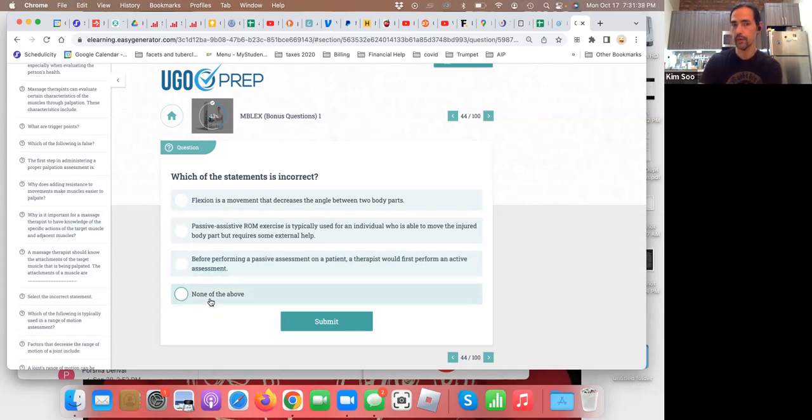Or none of the above is incorrect. Flexion decreases, passive assistive, this sounds like it's probably correct. And we've heard of passive and active assessments. So let's choose none of the above. None of the above are incorrect.